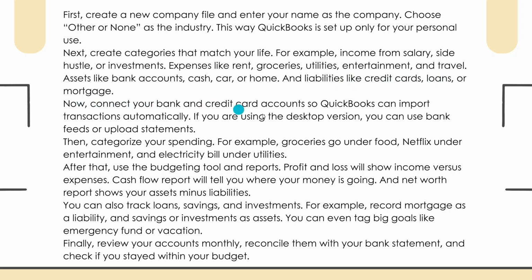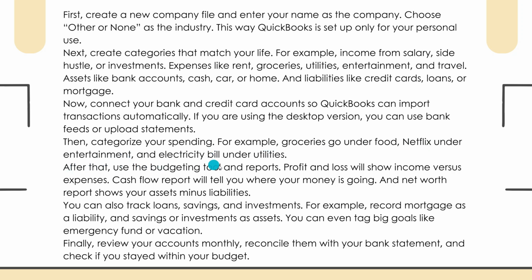Now, connect your bank and credit card accounts so QuickBooks can import transactions automatically. If you are using the desktop version, you can use bank feeds or upload statements. Then, categorize your spending. For example, groceries go under food, Netflix under entertainment, and electricity bill under utilities.